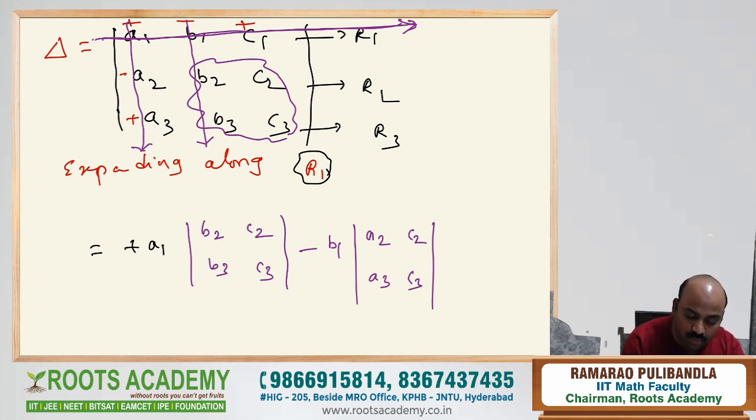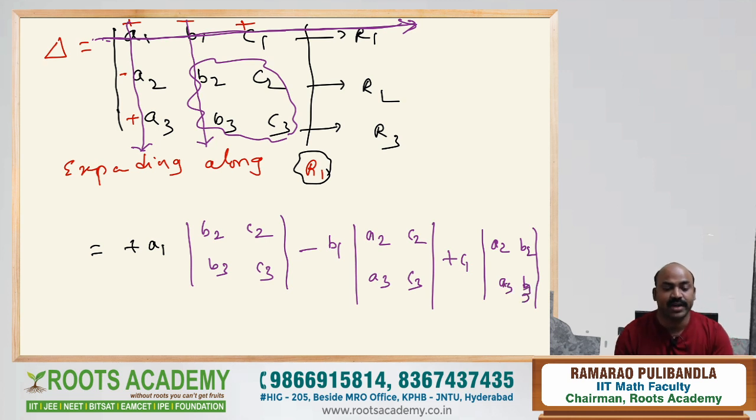Now, third one. What is the sign before C1? Plus C1. Can you give the data of C1? You eliminate that row and that column. Then I can write it as A2, B2, A3, B3. I think all of you got it, students. Are you getting what I am teaching? These are the values.